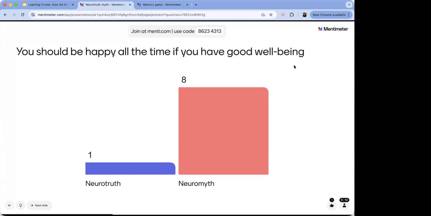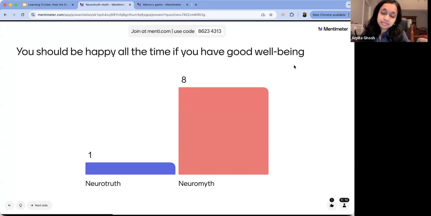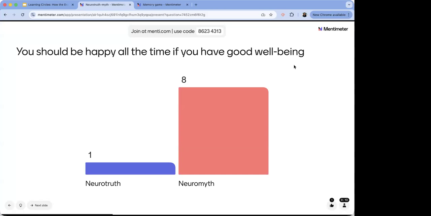Anyone else? Okay. Yeah, I would like to add to this as well. I feel that all emotions are important for our life, and we should embrace those emotions. So I don't think being happy all the time can be the sign of good well-being, but embracing all emotions and accepting those emotions is also a part of well-being, I think. So yeah, that's a neuromyth according to me.